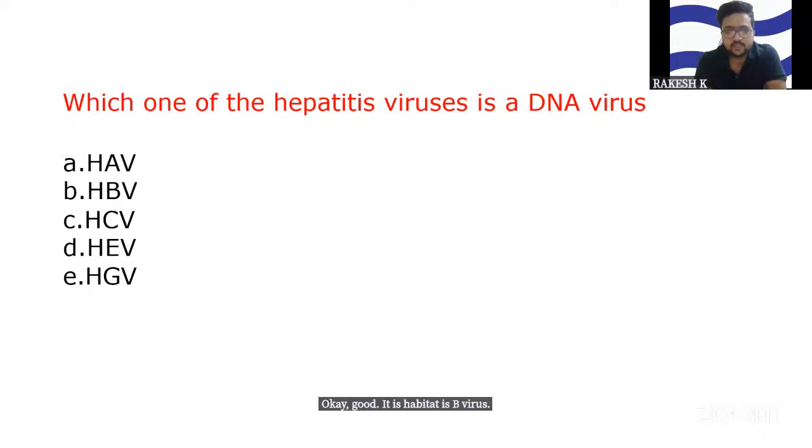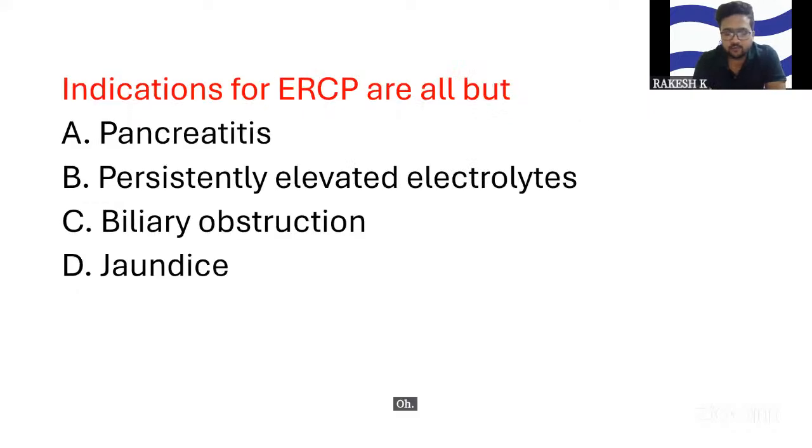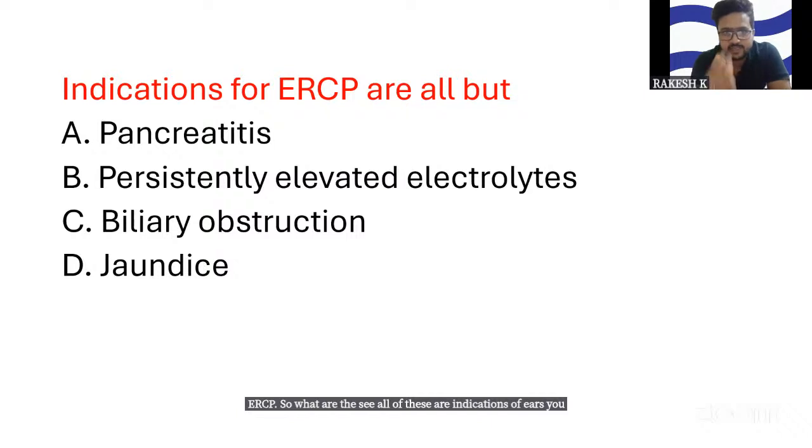So moving on to the next question. Now we have posted this patient for ERCP. All of these are indications of ERCP except: option A is pancreatitis, option B is persistently elevated electrolytes, option C biliary obstruction, option D is jaundice.